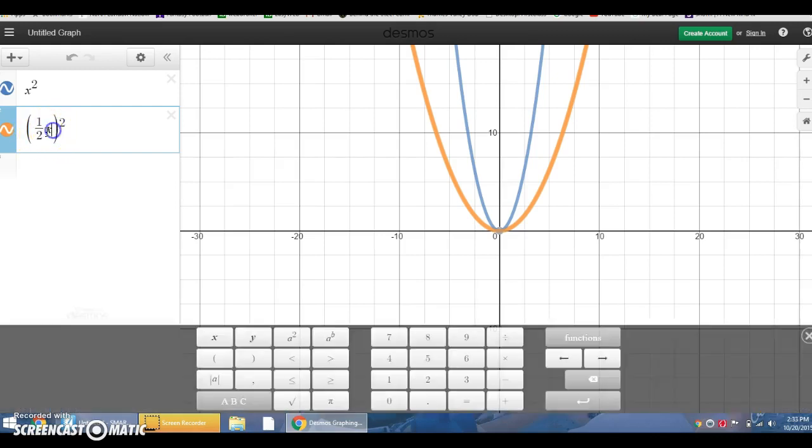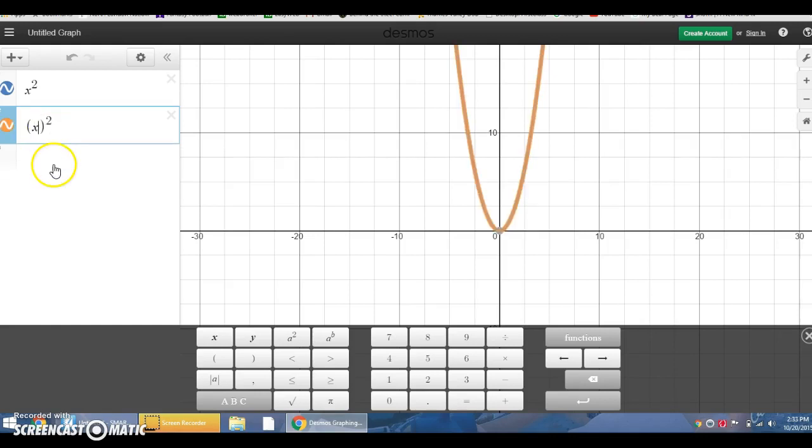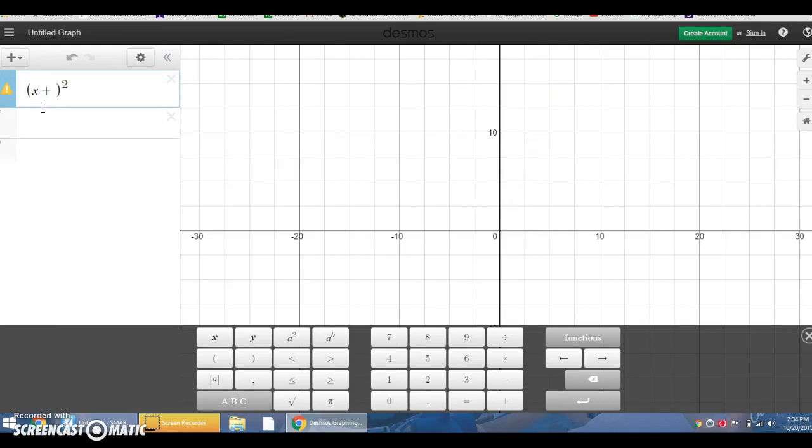When I had something in the bracket, so if we go back to our basic parabola here, let me do this. If I just had plain old x here, get rid of the blue one, and I put plus 2 in here, what's going to happen is I'm going to move left 2, right? I have a positive 2 here, but I have to change this sign when I pull it out, and I've moved to the left 2.